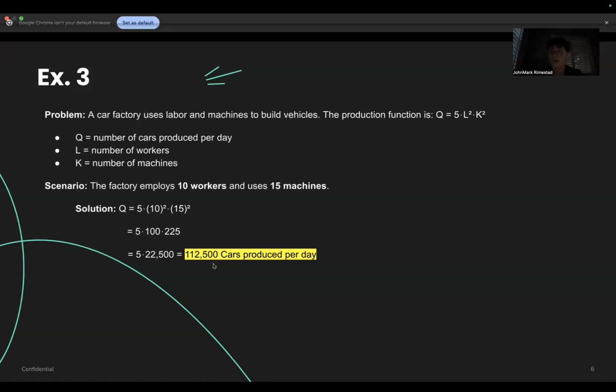Cars produced per day. Right there. So you're plug and playing. Plug in and play. Be slow, be controlled. Know what you're working with. Know your numbers. Know your where.